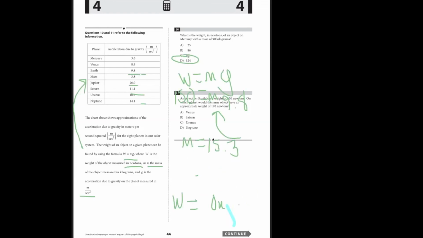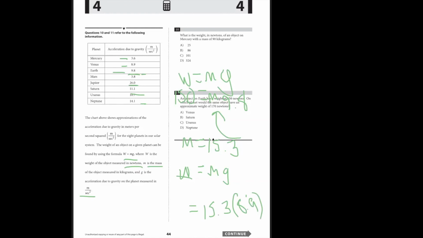And let me just erase the work from the previous one, because that's kind of distracting. Now that we know the mass, we can go back to our equation, W is equal to mg. We know our m, and we can find each g from the chart. Now we have to see which one gives us a weight of 170. Since our mass is 15.3, I'm going to go through each planet, multiply, and see which one gives me the closest amount. For Venus it's 8.9, so do 15.3 times 8.9 in your calculator.